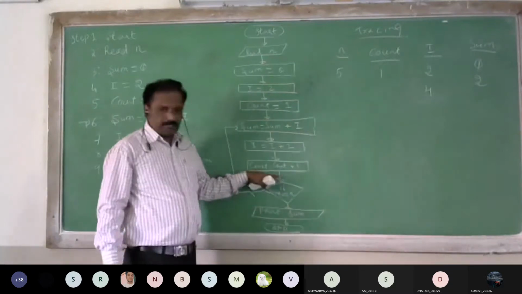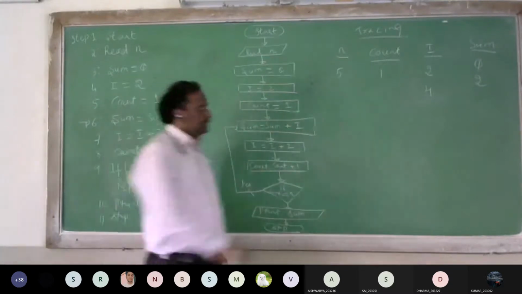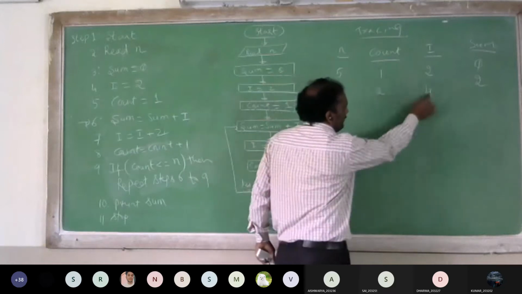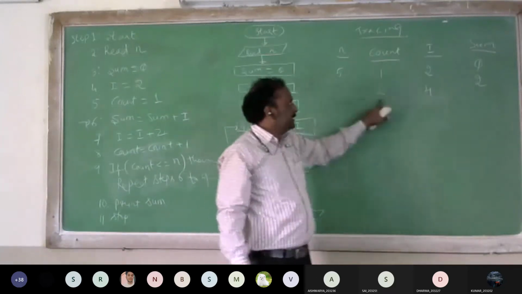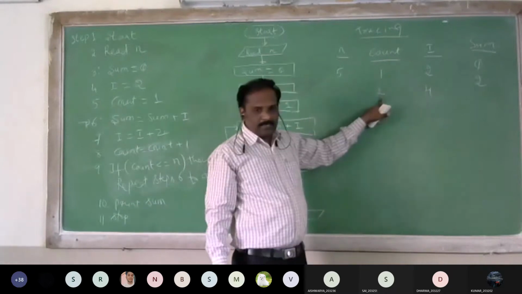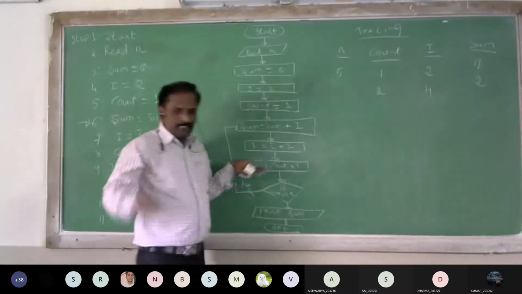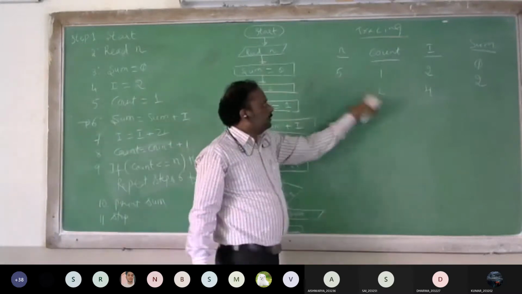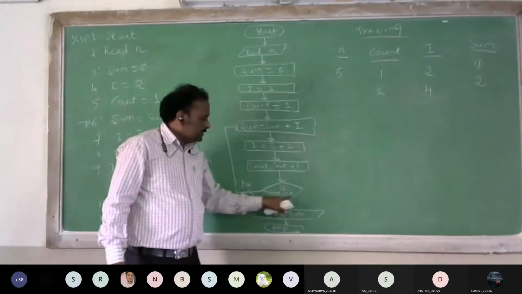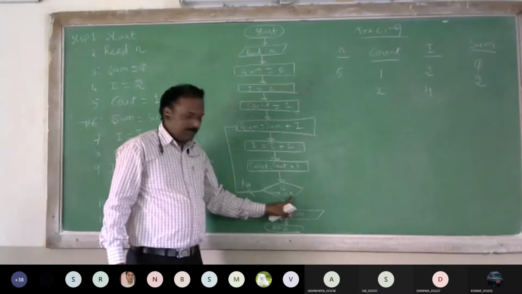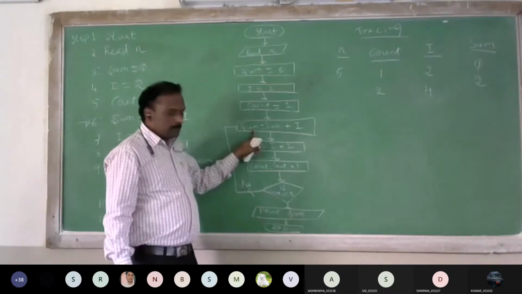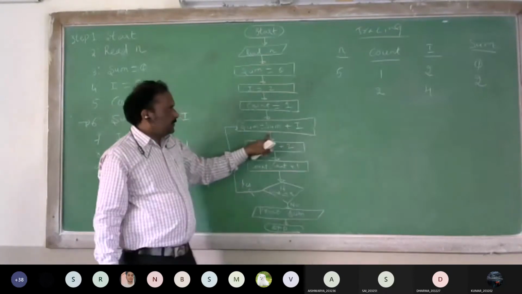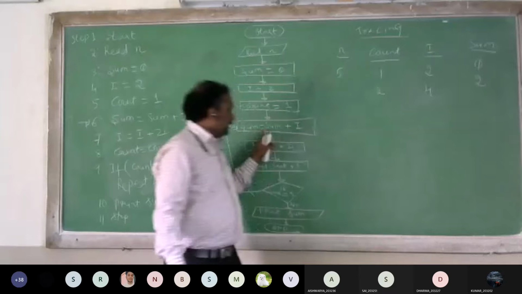Now increase the count. Count is equal to count plus 1. Count is 1, 1 plus 1 is 2. Count indicates that this is the second even number. When we have got the second even number, check the condition. 2 less than or equal to 5? Yes, 2 is less than 5. Yes means go this path.